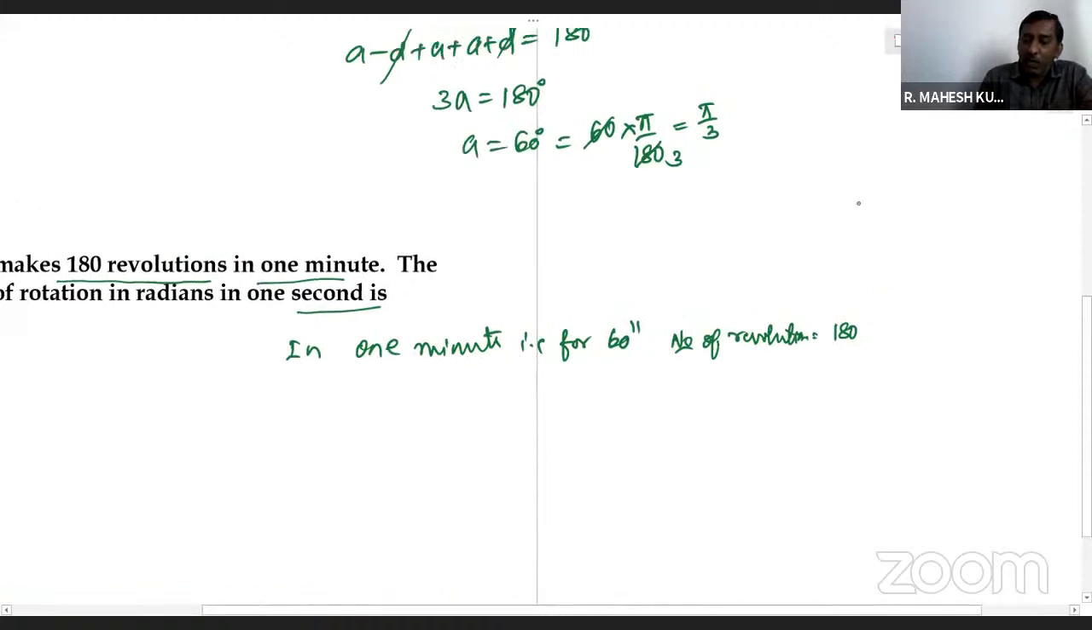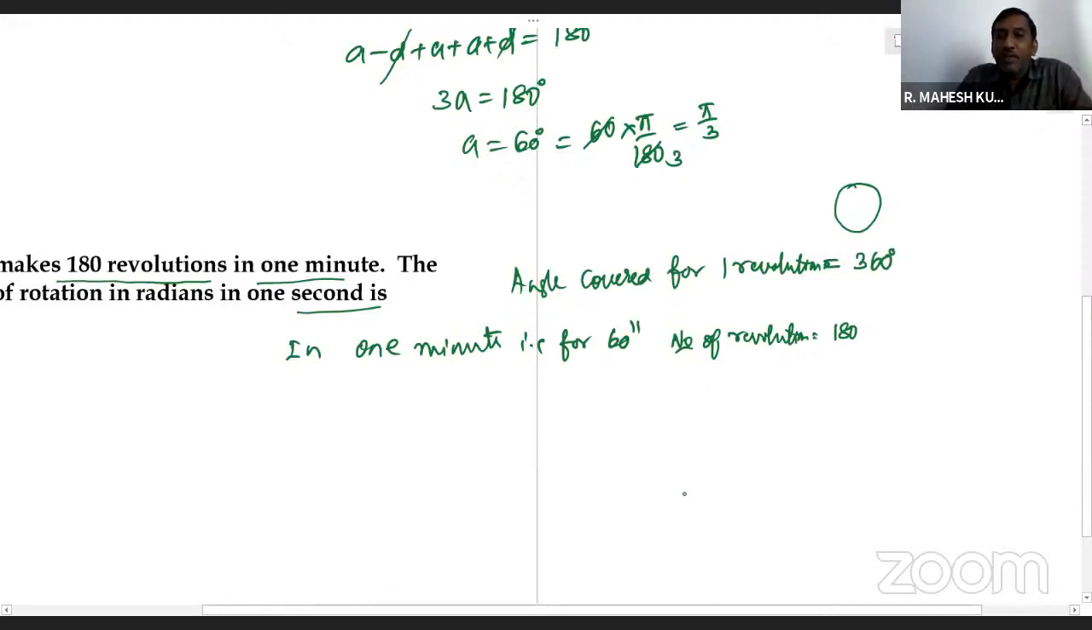Look, now one revolution means one circle. What is going to be the angle covered for one revolution, right? So I can write, angle covered for one revolution is equal to 360 degrees. One revolution means one circle. So angle covered for that is going to be 360 degrees.